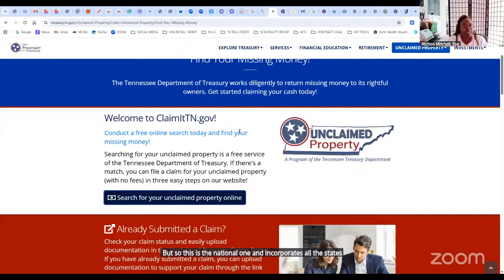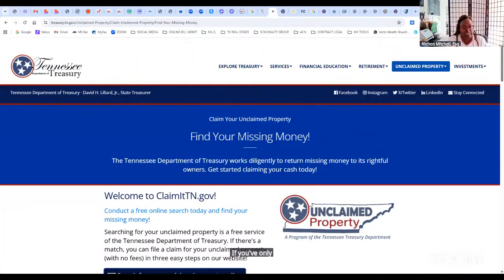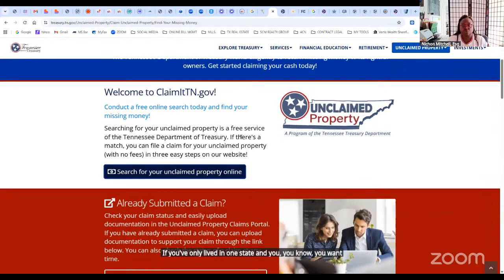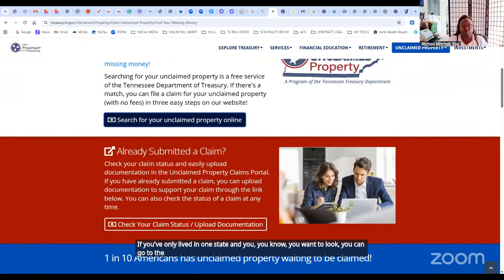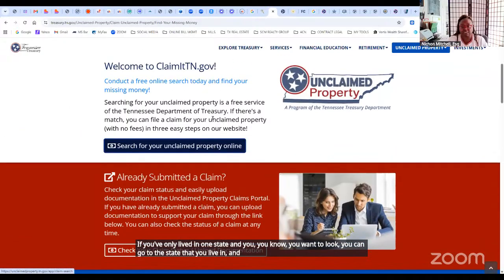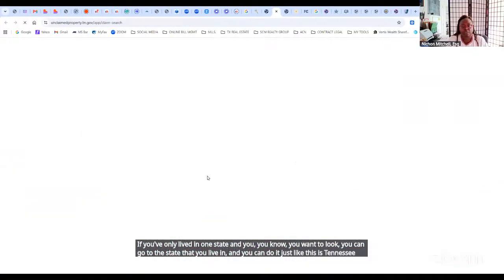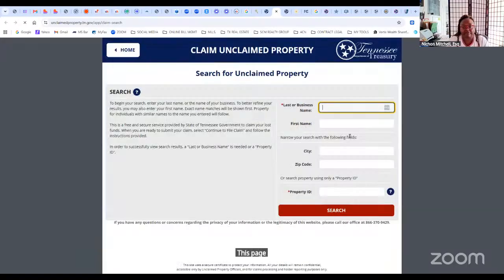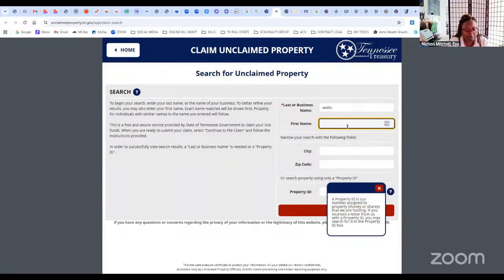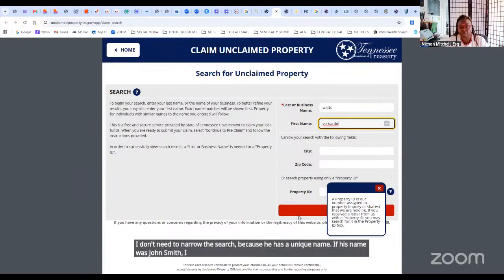Now, if you've only lived in one state and you want to look, you can go to the state that you live in and you can do it just like this. This is Tennessee. This page is Tennessee. My nephew lives in Tennessee. I'm putting his name in Tennessee. I don't need to narrow the search because he has a unique name. If his name was John Smith, I would try to narrow the search.